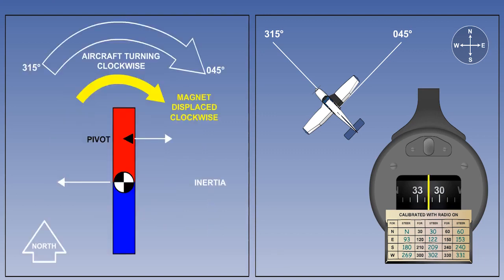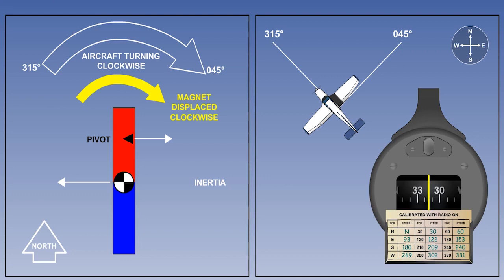Now let's look at what happens if we carry out a right-hand turn from 315 degrees to 045 degrees through north, again in the northern hemisphere. As before, because of magnetic dip, the red end of the magnet hangs down below the horizontal, and the pivot point will be nearer the red end of the magnet. The pivot point is no longer over the magnet assembly's centre of gravity.